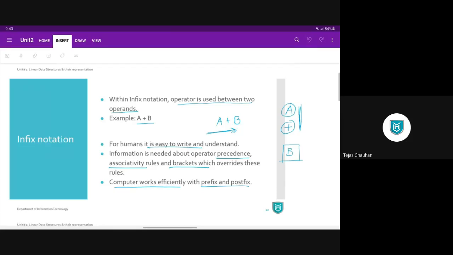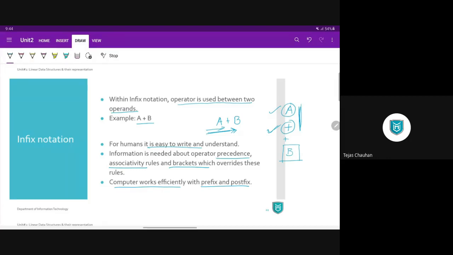Infix notation is the simple one, a plus b, but the computer is not efficient at working with infix notations. Why? Because when the computer starts reading your input, it goes from left to right, character by character. First operand a, it saves somewhere, and then comes the operator. Now the computer knows what to do, but it does not have the second operand. So it also needs to store this plus operator somewhere, and we don't know whether next will be an operator or operand.